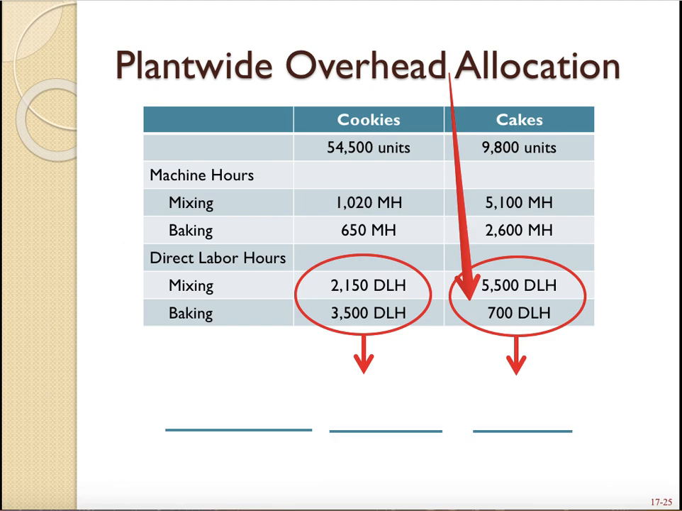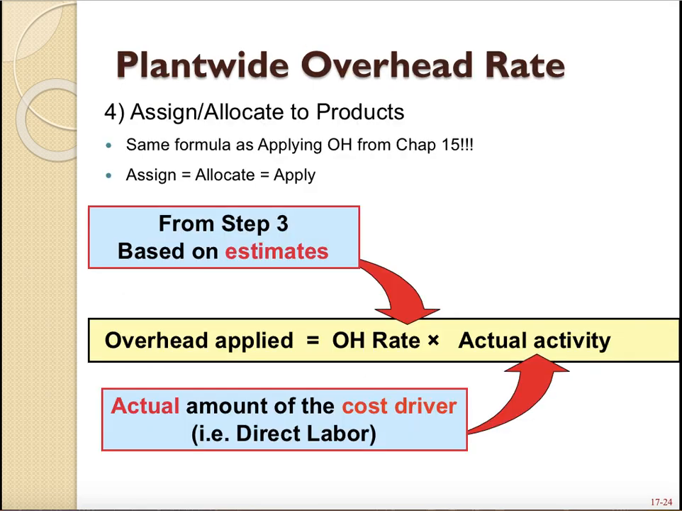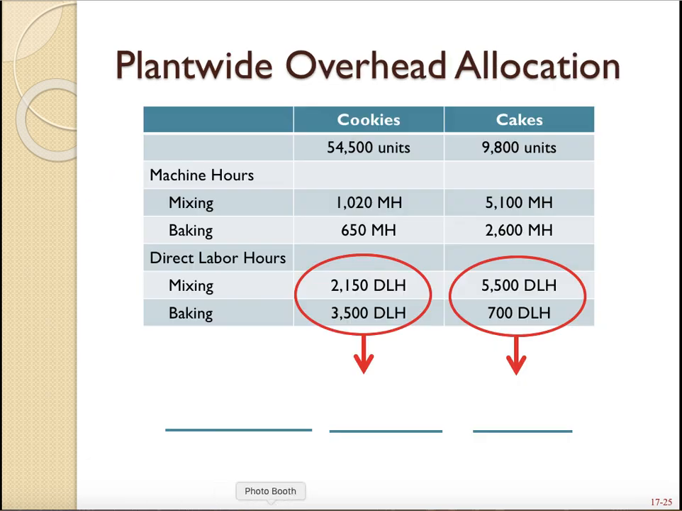But let's go back to the formula. So the formula is overhead rate times actual activity. Even though we have activity for both machine hours and direct labor hours, you want to be consistent. You have to choose the activity that was from your activity base that you chose in step 2. So we chose direct labor hours, so we're going to disregard these machine hours for now and only do our calculation on the direct labor hours. Again, because that's what we chose in step 2. We want to stay consistent.